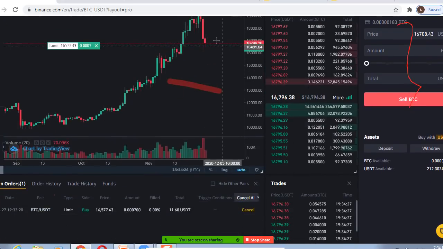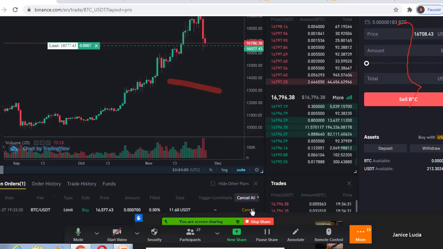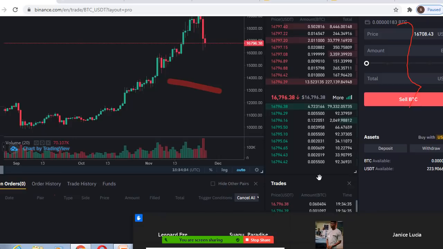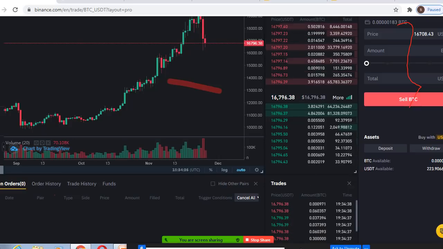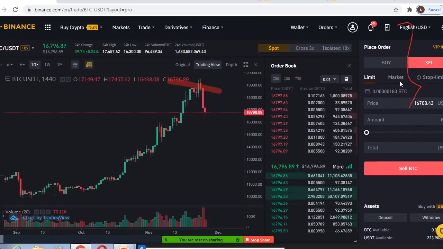So since price has not come to this area, I can come here and cancel my order. Once I cancel my order, you see my order has been canceled, and my USDT is back in my account. So it's as simple as that. That is how you place a limit order.